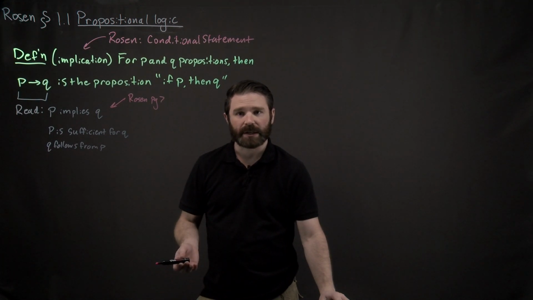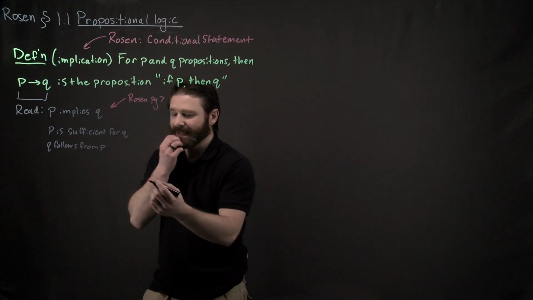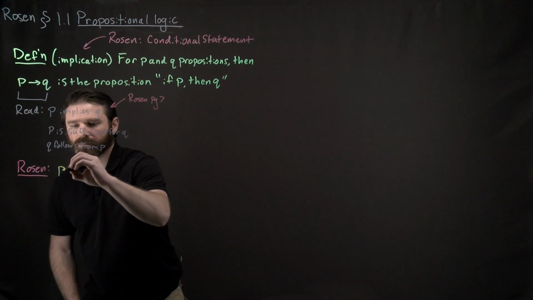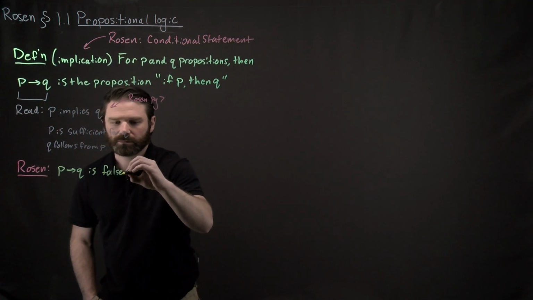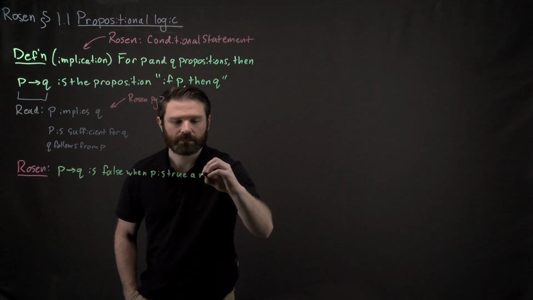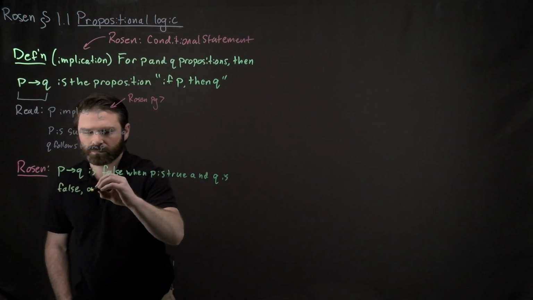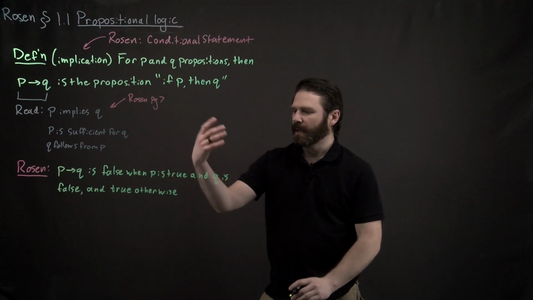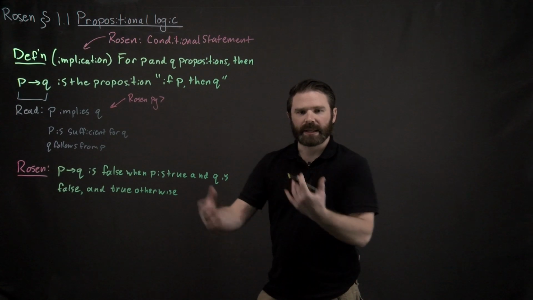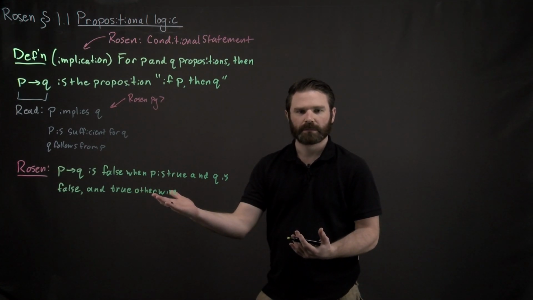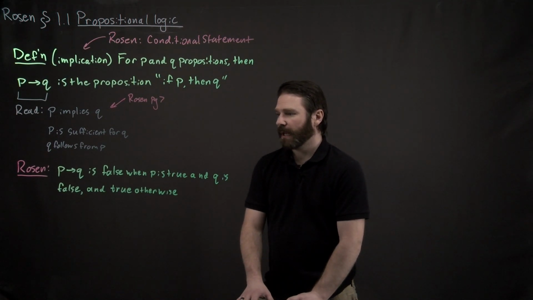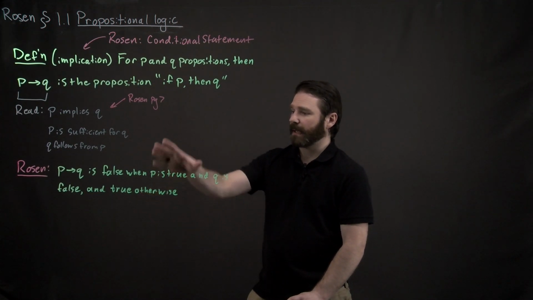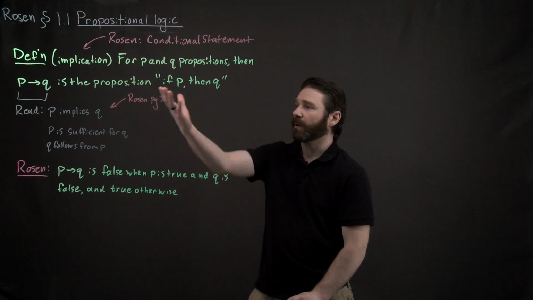And so what follows in your textbook is the following definition. Rosen says that P implies Q is false when P is true and Q is false, and it's true otherwise. Okay, well, that's a fine definition, and it's useful to construct a truth table with. So let's go ahead and use Rosen's definition and construct for ourselves a truth table for this implication.